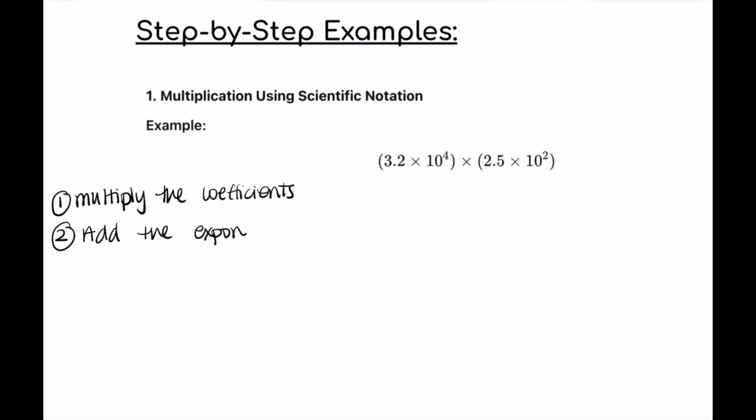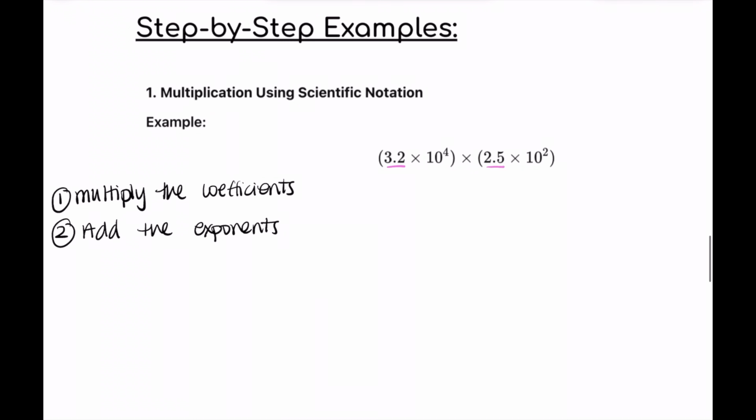First, we're going to multiply the coefficients, and then we're going to add the exponents, and then we put our answer together. So for multiplying the coefficients, our coefficients here are 3.2 times 2.5. When we do that, we end up getting 8.0.